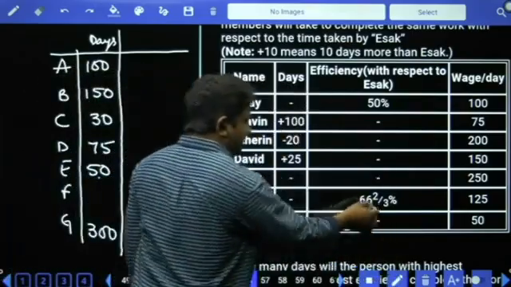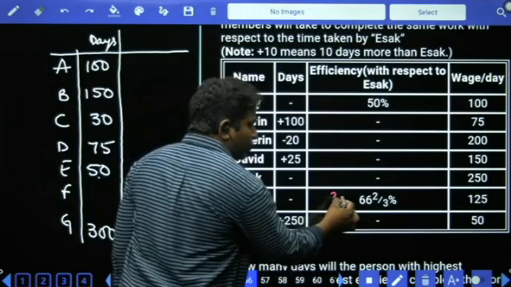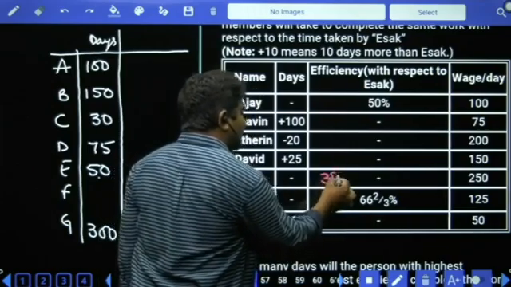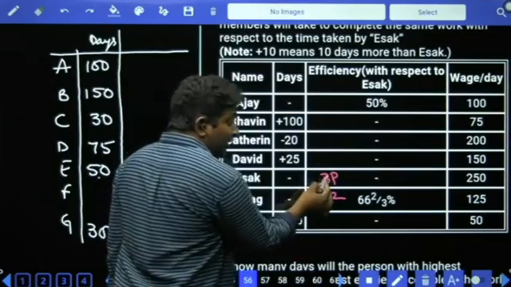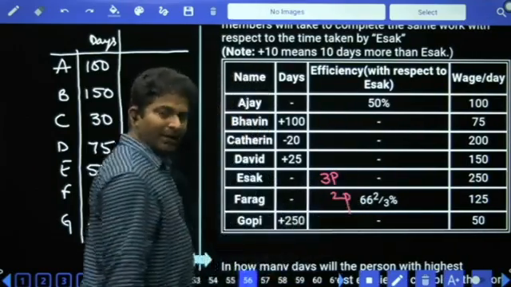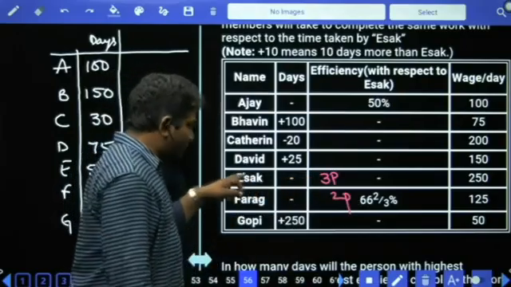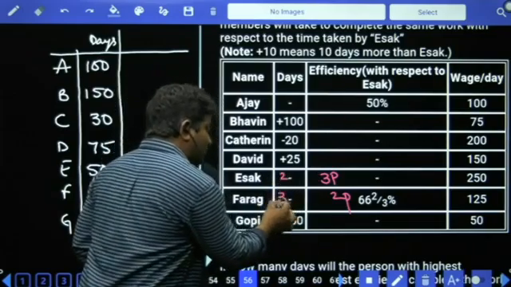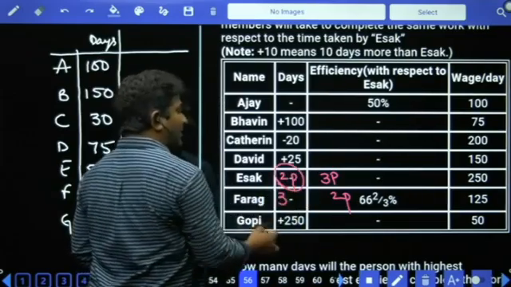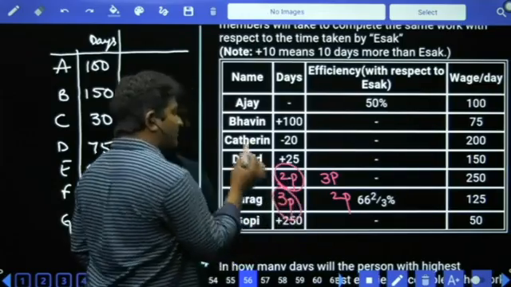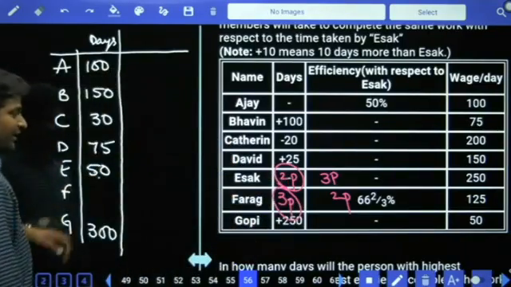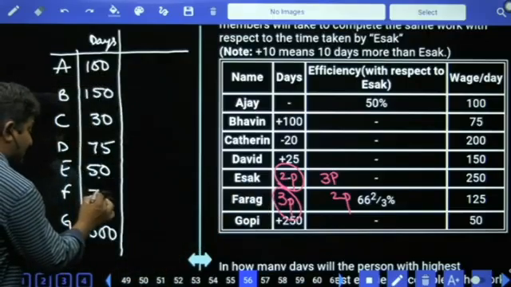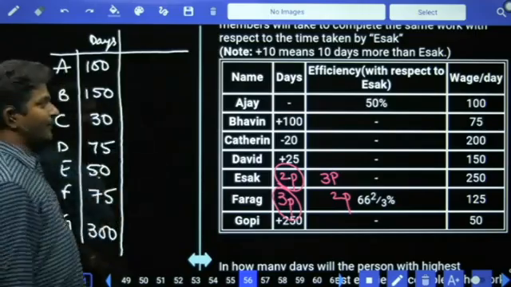Then 66 2/3%, that is equal to 2/3. 2/3 in the sense I'll start taking Isaac efficiency as 3 parts. 2/3 of 3 parts is equal to 2 parts. Now efficiency ratio between Isaac and Farag is 3:2. Then time ratio is equal to 2:3. That means 2 parts is time taken by Isaac and 3 parts would be time taken by Farag. 2 parts is equal to 50. Then 1 part is equal to 25. Farag can complete the work in 3 parts, that is equal to 3 into 25, 75.